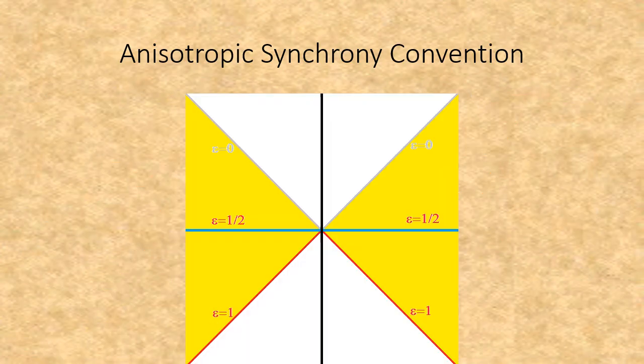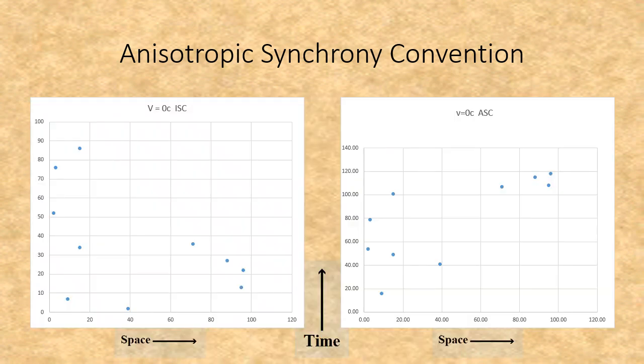Here is the illustration showing the full range of epsilon equals 1 to epsilon equals 0, with the isosynchrony convention having an epsilon of 1/2, and the anisotropic synchrony convention having an epsilon equal to 1. Here are two spacetime diagrams illustrating this difference. Both of these are from observers at rest with each other and in the same location. The first one uses the isotropic synchrony convention and the second one the anisotropic synchrony convention. Note that the farther ones are shifted up the time axis of the graph in the anisotropic synchrony convention.